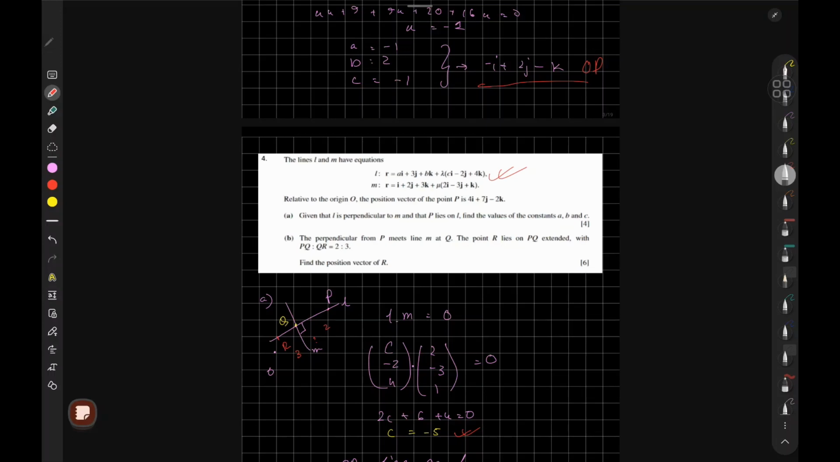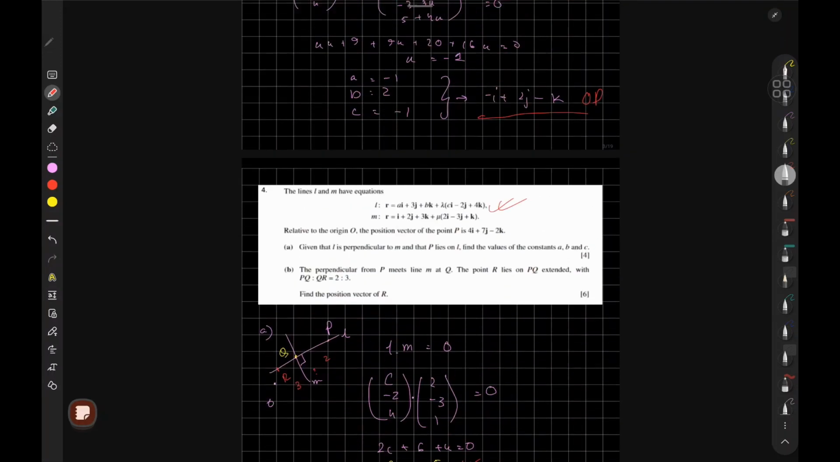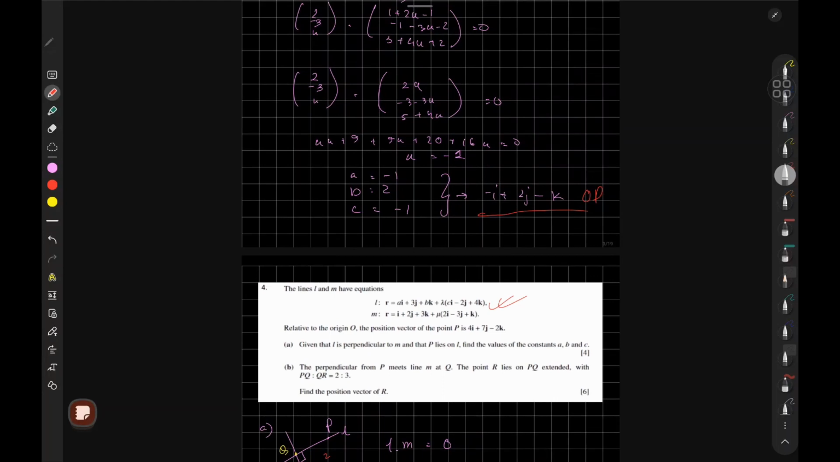With PQ is to QR is 2 is to 3. So the ratio is given. PQ is to QR is 2 is to 3. Great. So you know the ratio. Now they're asking you to find the position vector of R. Interesting. So how do you find the position vector of R?